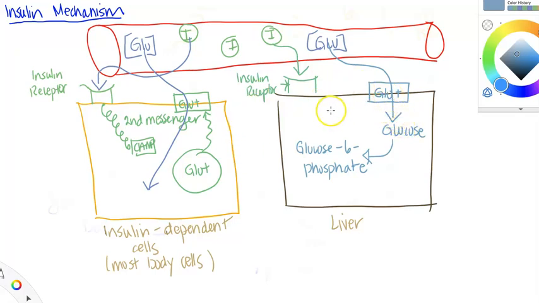So both types of cell, whether they're insulin dependent or non-insulin dependent, both use insulin. They just use them for different things. So that's basically how insulin works in the body.